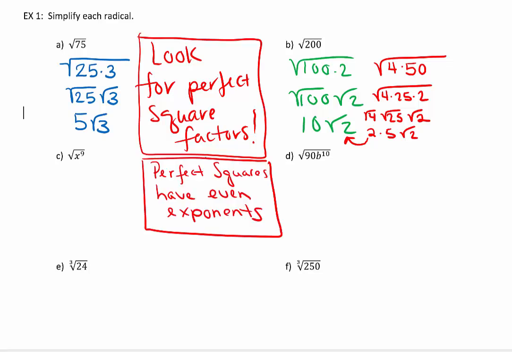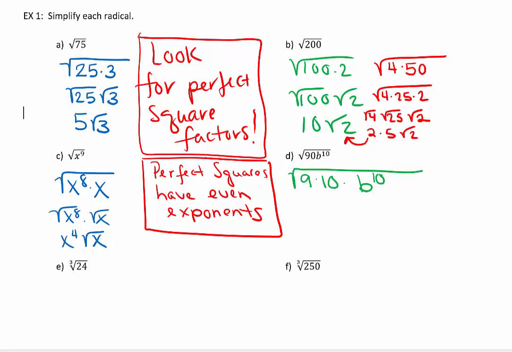Now we can do the exact same thing with variable expressions. If I want to simplify root x to the 9th, I'm going to factor this as a perfect square times something else, but I'm going to have to remember that perfect squares have even exponents, so that the exponent can be divided by 2. So I'm going to factor this as x to the 8th times x to the 1. X to the 8th is my perfect square, and square root of x to the 8th, divide that exponent by 2, gives you an x to the 4th.